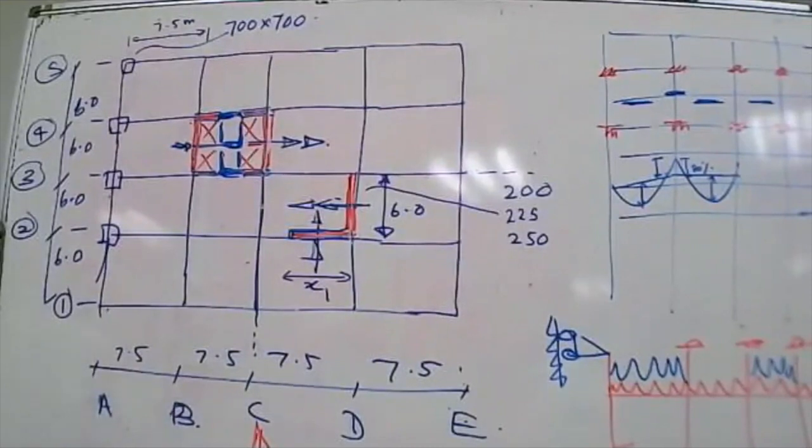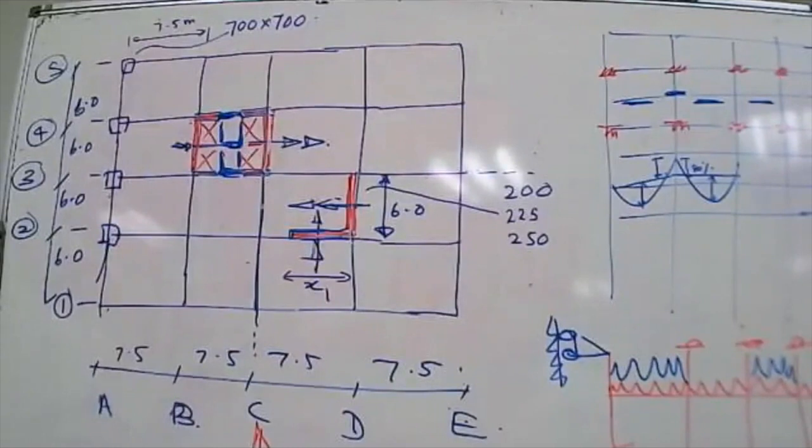Sir, excuse me. Sometimes I want to know whether it is necessary to go for higher stiffness beam than column always, because sometimes we have to select the dimensions of the beam compared to the column having higher stiffness than column. Actually, what you have to make sure is the column is larger than the beam, not vice versa.